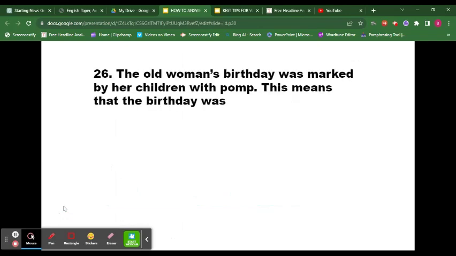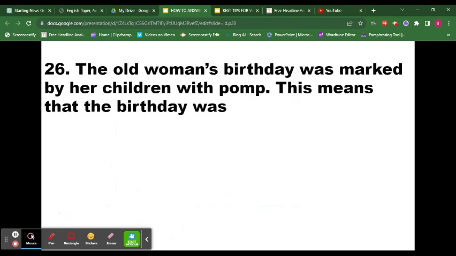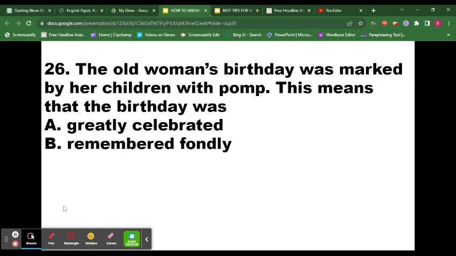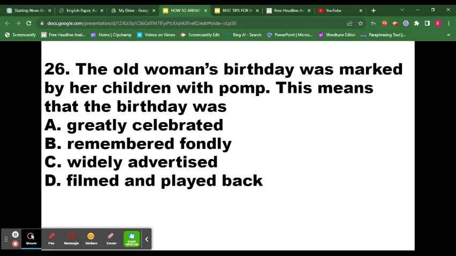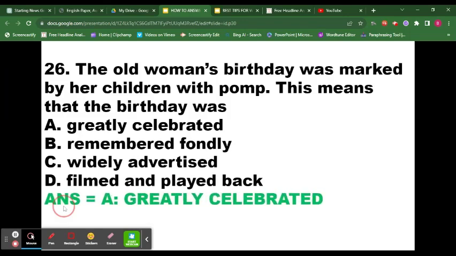Question number 26. The old woman's birthday was marked by her children with pomp. This means that the birthday was, when you mark something with pomp, you mark it with elaborate celebration. You celebrate it elaborately. A, greatly celebrated. B, remembered fondly. C, widely advertised. D, filmed and played back. The correct answer is A, greatly celebrated.